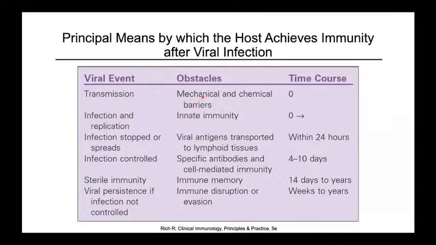And then the second obstacle will be the innate immune response, which includes both cells and soluble factors. So your cells would be, for example, your dendritic cells and your phagocytes. Soluble factors would be things like your cytokines and complement components, okay?